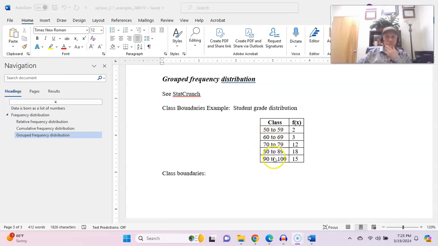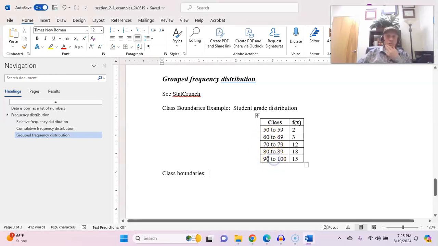So in this class, for example, if you score 90 to 100% for your class average, you'll get an A. 80 to 89% will be a B, then C, D, and F. And again, I'm going to avoid open-ended classes. So instead of saying below 59, I'm just going to assume that the lowest score in this class is 50. So I'll call that class 50 to 59.